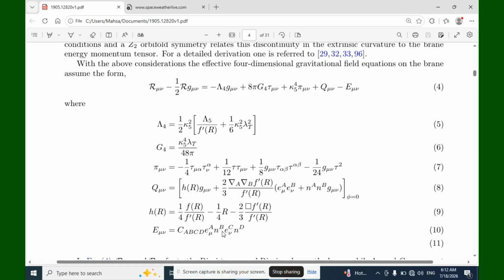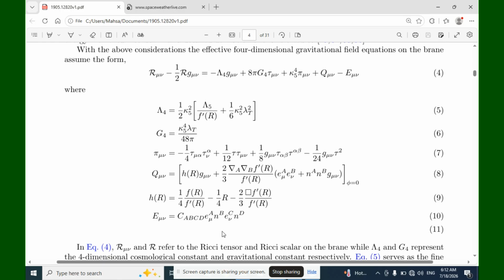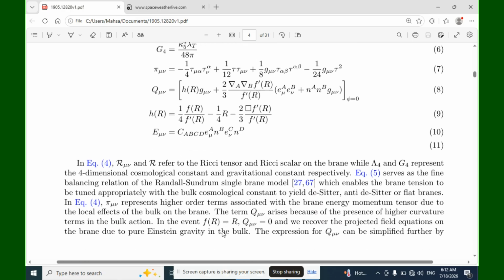Q_μν = [□ f_R g_μν + (2/3) ∇_A ∇_B f_R / f_R] e^A_μ e^B_ν + n^A n^B g_μν, and the boundary is φ = 0.